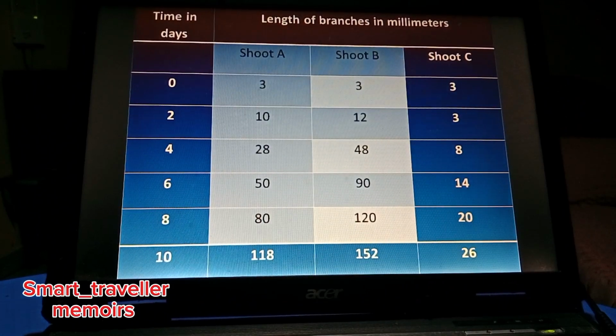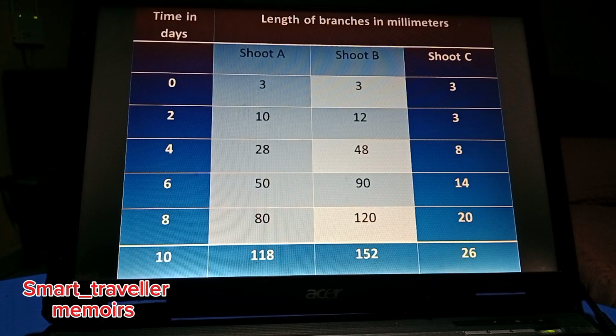So that is the table where we have length of branches in millimeters and time in days. We have shoot A, shoot B, and shoot C. Days are in intervals of 2 days. So at the beginning in shoot A, the length of the branch was 3, and shoot B was 3, and shoot C was 3. After 2 days, the length of the shoot A was 10, B was 12, and C was 3.